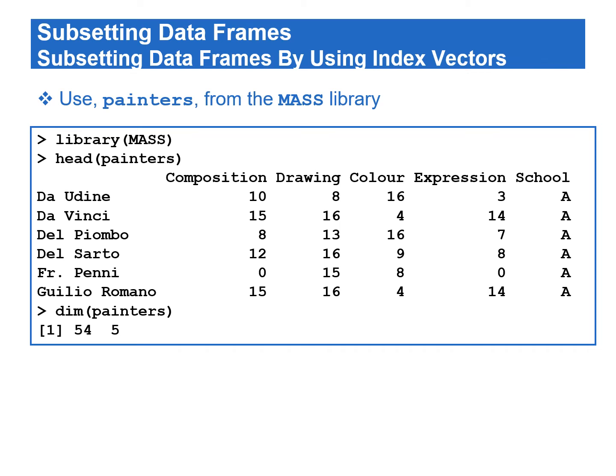The Painters data frame contains the subjective assessment, on a 0 to 20 integer scale, of 54 classical painters. The painters were assessed on 4 characteristics: composition, drawing, color, and expression. The row names of the data frame are the names of the artists.